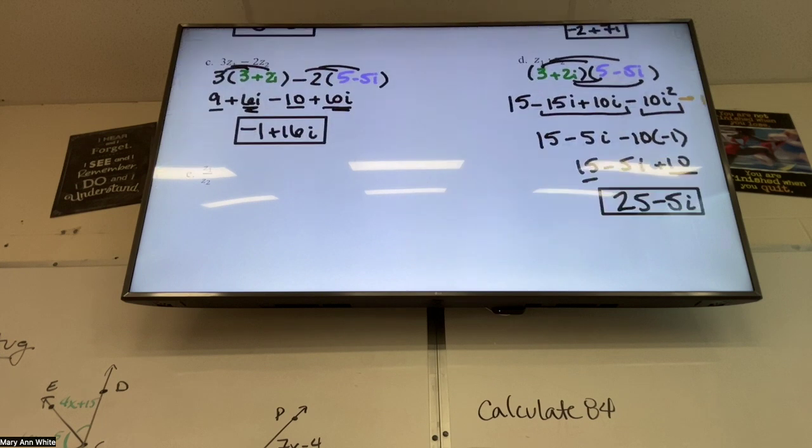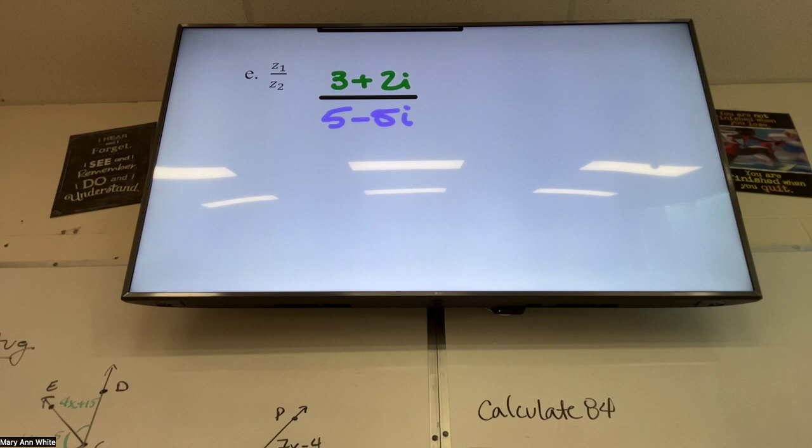Now let's jump down to the next one. That one's a division problem. However, I think as you maybe remember, it's very similar to what we were just doing. 3 plus 2i divided by 5 minus 5i. Just like we can't have a radical, a square root, in the denominator, we can't have an i in the denominator. Do you remember how we get rid of that i?